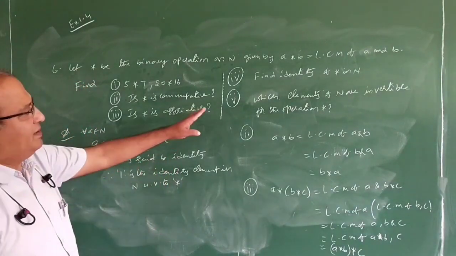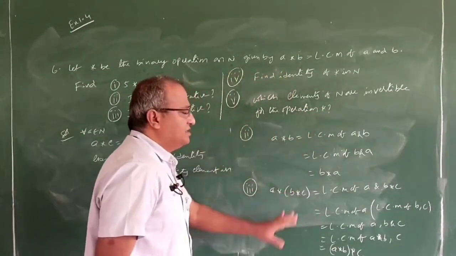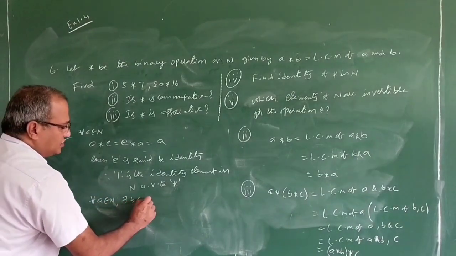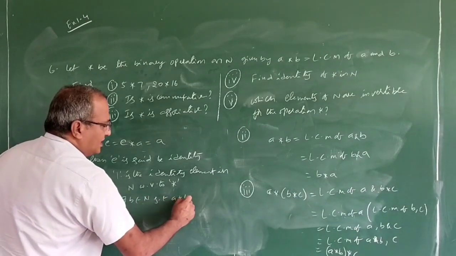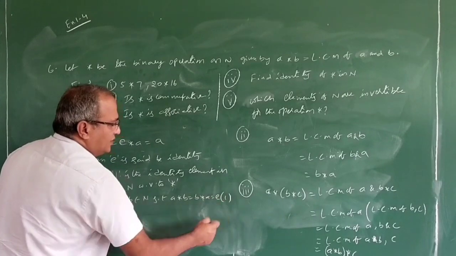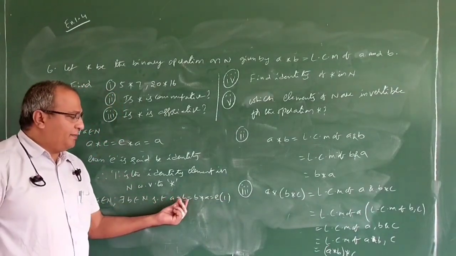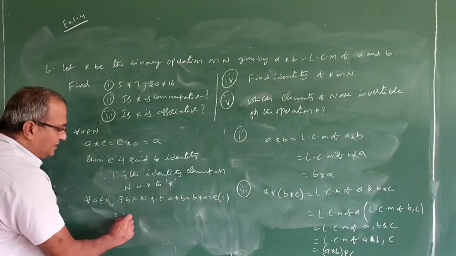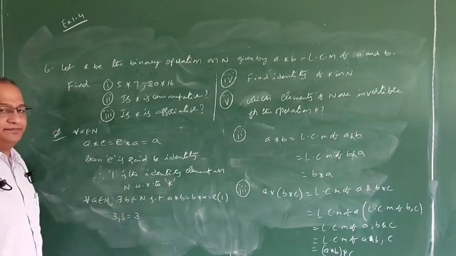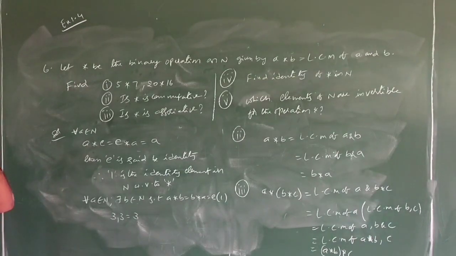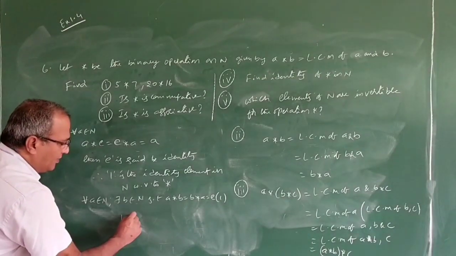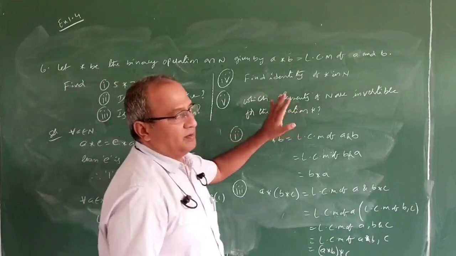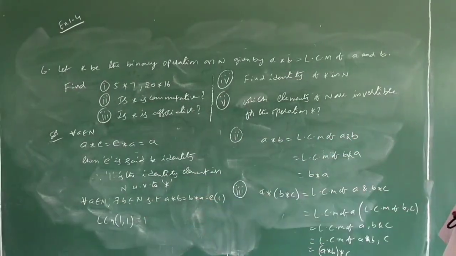Next, which elements of N are invertible for the operation star? Invertible means that for every A belongs to N, there exists B belongs to N such that A star B equals B star A equals E, where E is 1 here. Let's take 3. If we take the LCM of 3 with anything, the LCM stays 3 or larger. So there is only one element for which 1 is possible, that is LCM of 1 comma 1, which is 1. So only one element in the natural numbers has an inverse: 1.